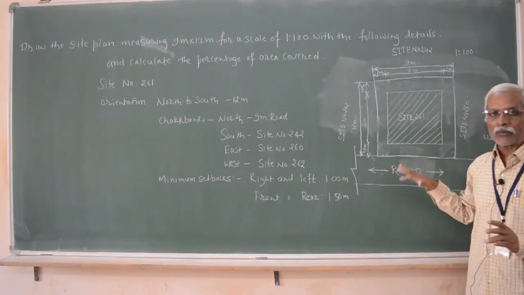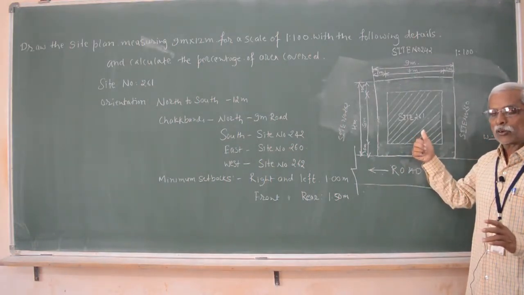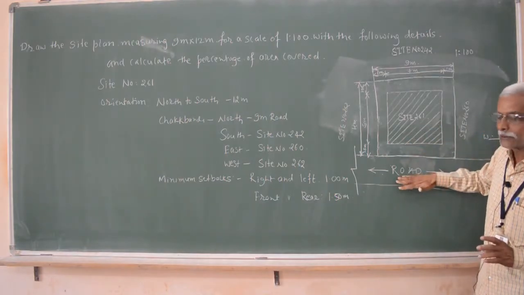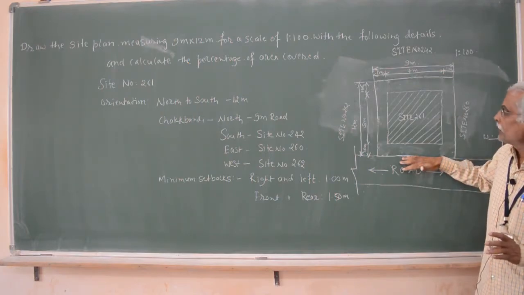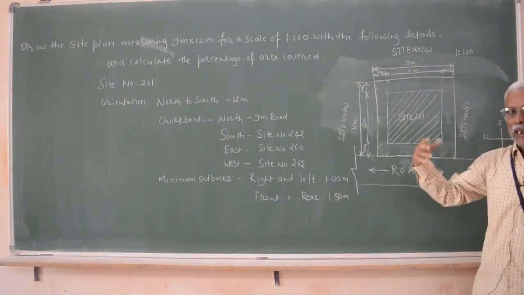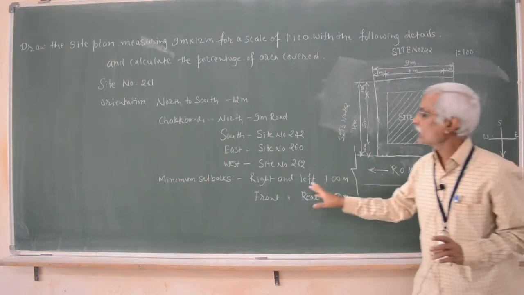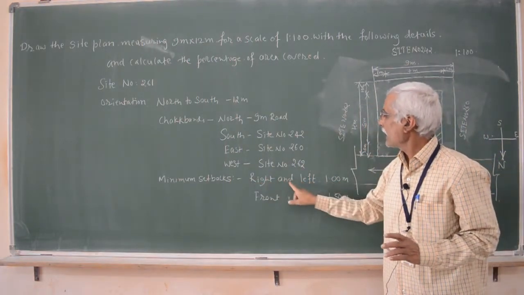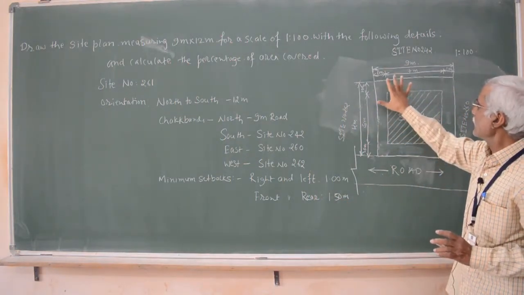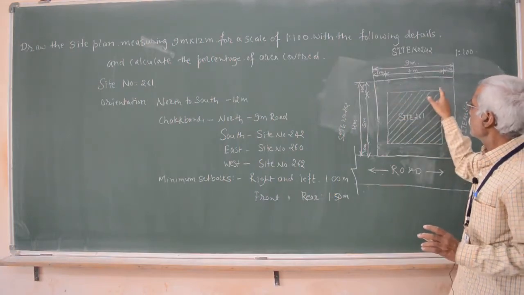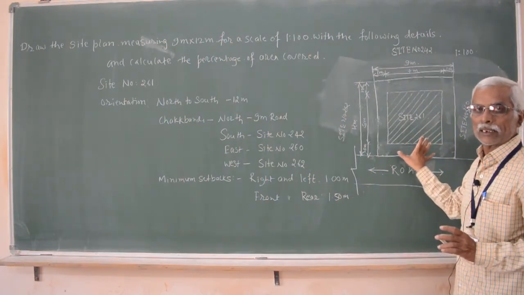To decide the front and left setback, you have to stand inside the site and face the road. Front part is front setback, back side is rear setback, right side is right setback, and left side is left setback. So you have to refer to this, right and left, front and rear setback, draw horizontal and vertical lines, then erase the excess line. One more block will be created, that is your building lines.